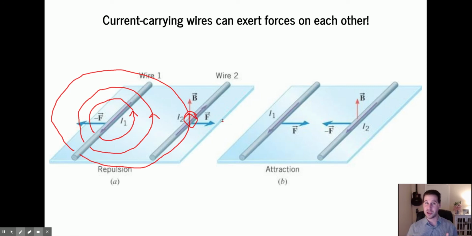And if you were to do the opposite of what I just did and look at wire 2 first and think about the field that it creates, that it exposes wire 1 to, you would have gotten the exact same result. You would have gotten that the force pushes it away. So either direction you start that problem from, you can figure out that those 2 wires will repel.